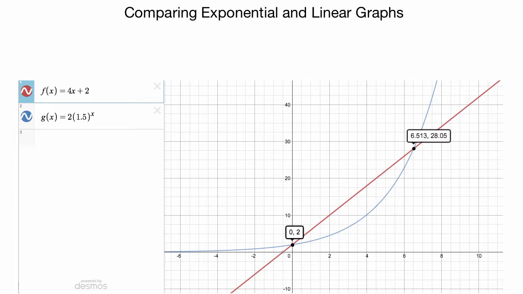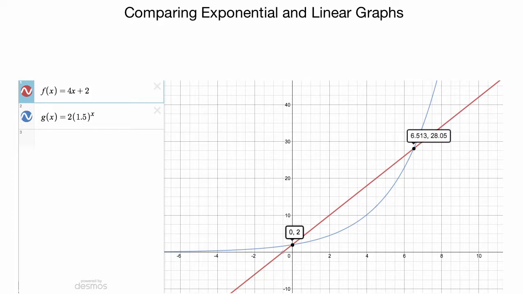In this last video of the sequence, I wanted to take a little bit of time just to compare and contrast graphs of exponential functions with graphs of linear functions and just point out some of the differences, both obvious, both small, and just make sure you guys are really understanding the differences between these two classes of functions. All right, so here we go.